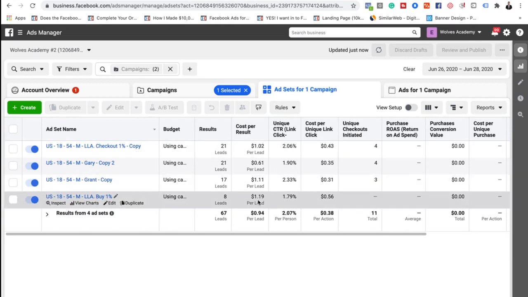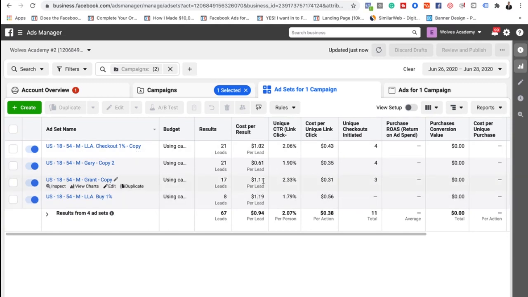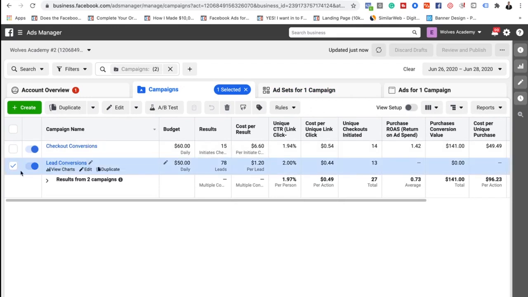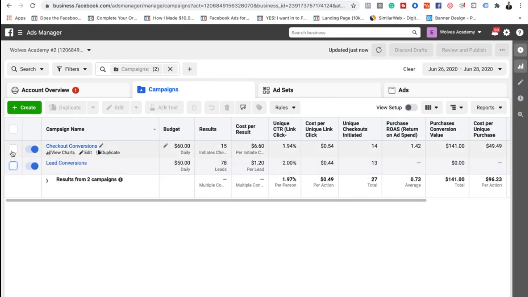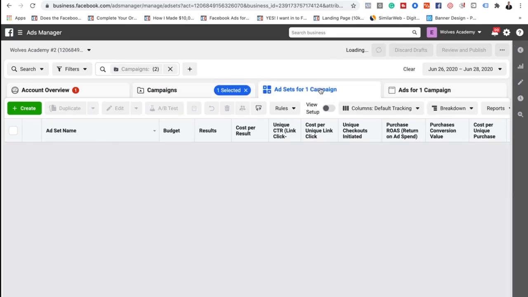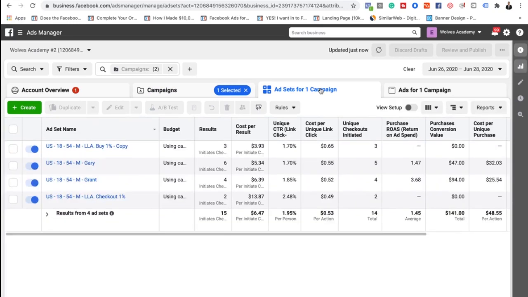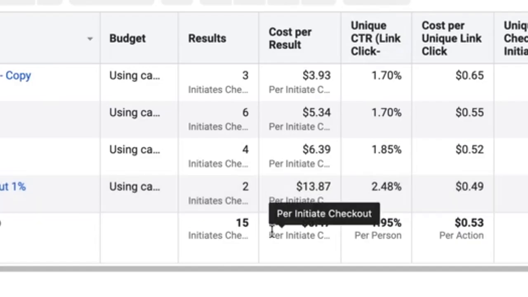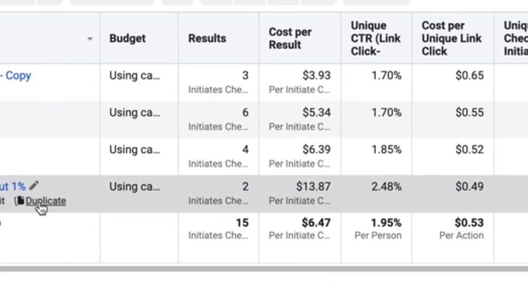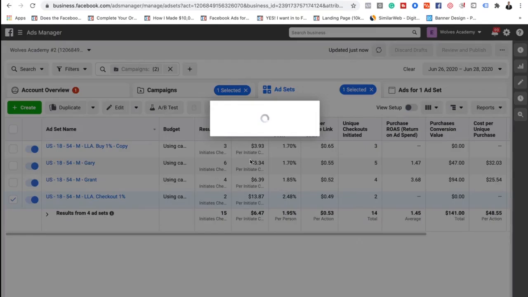So these ad sets are rocking $1.19, $1.11, 61 cents, and $1.02 per lead. Our KPI is $1.50 per lead, so we're below that. And if we go to the checkout conversions, the only one that is out of KPIs is this one right here. It's currently $13.87 per conversion. So what we're going to do is go ahead and actually duplicate that.